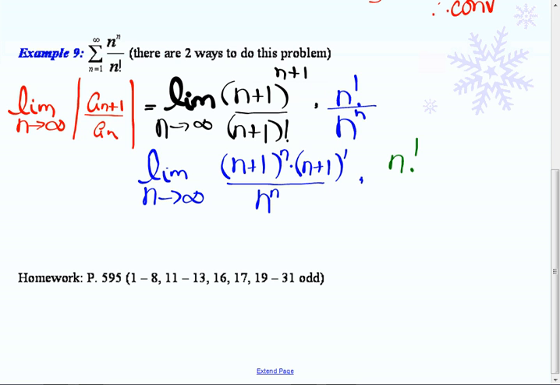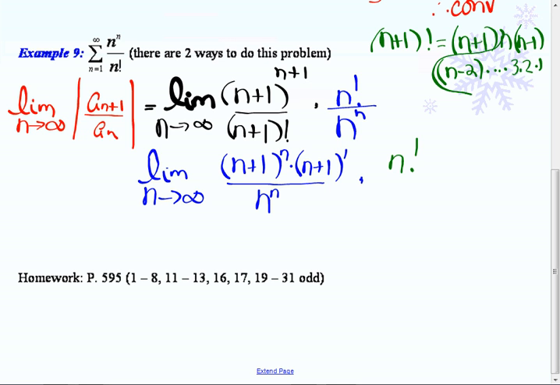So what is n plus 1 factorial? The first one's n plus 1. And then you subtract 1, so it's n. And you subtract 1 again, n minus 1. Subtract 1 again, n minus 2. What is this? It's n factorial. So n plus 1 factorial can be written as n plus 1 times n factorial.